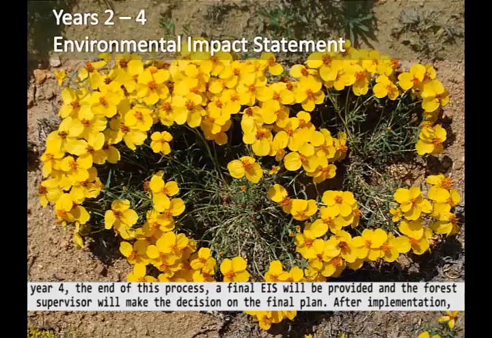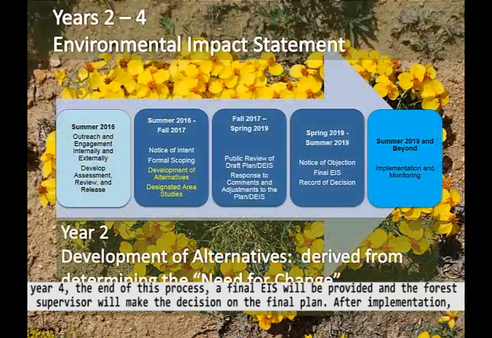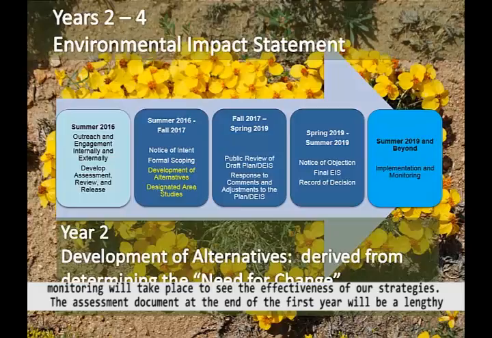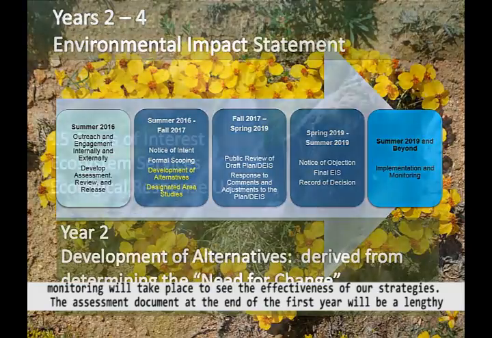At the end of year 4, the end of this process, a final EIS will be provided and the forest supervisor will make the decision on the final plan. After implementation, monitoring will take place to test and see the effectiveness of our strategies.